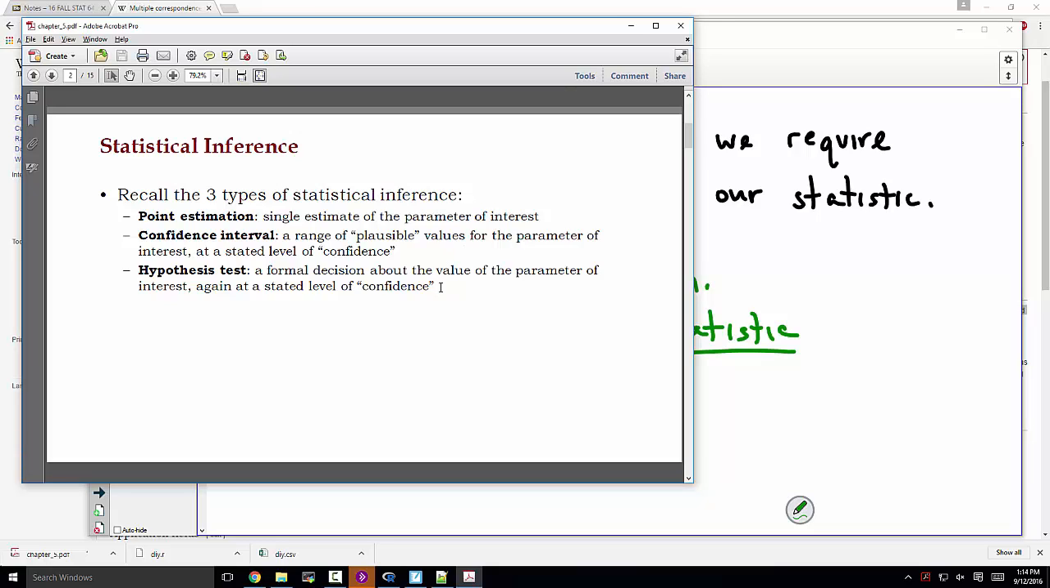And then a hypothesis test is when we need to make a formal decision. Yes or no, is the average postmenopausal woman in the US obese? Which would be, is the average BMI bigger than whatever the obesity threshold is, 25 or something? Yes or no? And how confident are you in your decision?